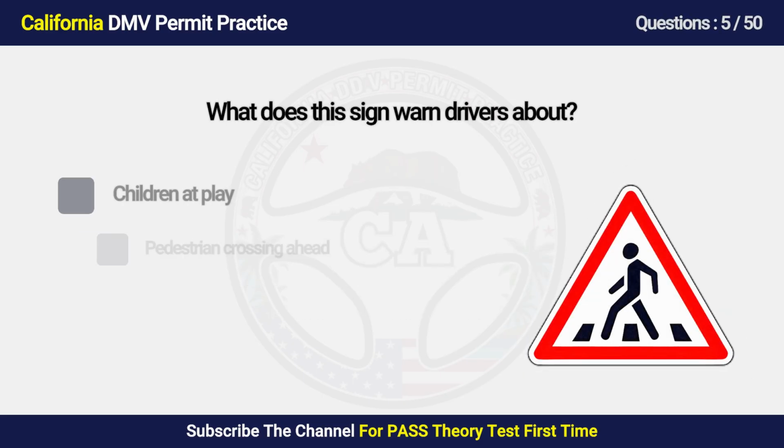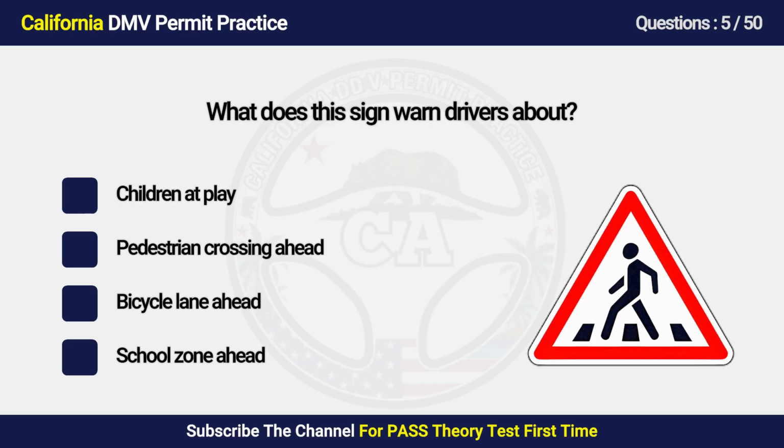Question 5. What does this sign warn drivers about? A. Children at play. B. Pedestrian crossing ahead. C. Bicycle lane ahead. D. School zone ahead.